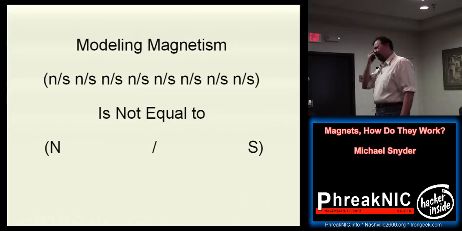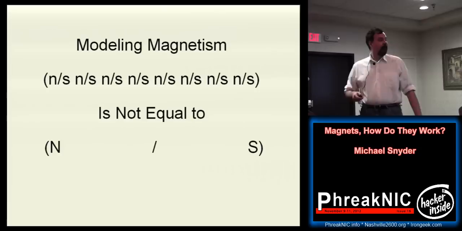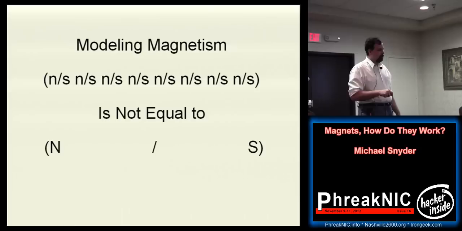We had followed a convention. Nobody wanted to do calculations for north-south, north-south, north-south, north-south. You can imagine doing these things by hand. So they made a substitution. They said, well, this dipole string is the same as a big north on this end and a big south on that end. It seems completely reasonable, right?